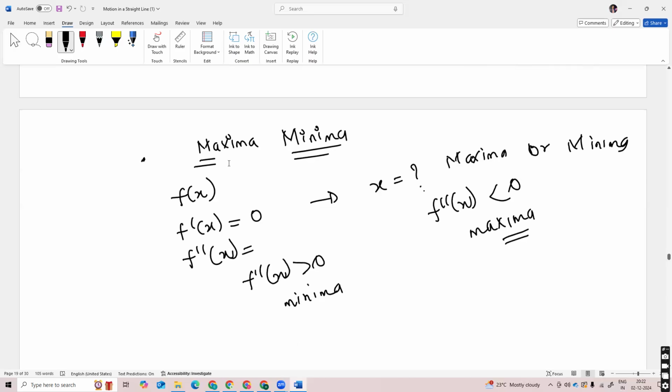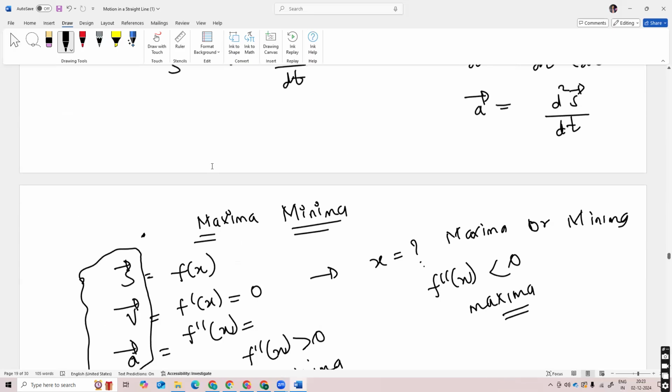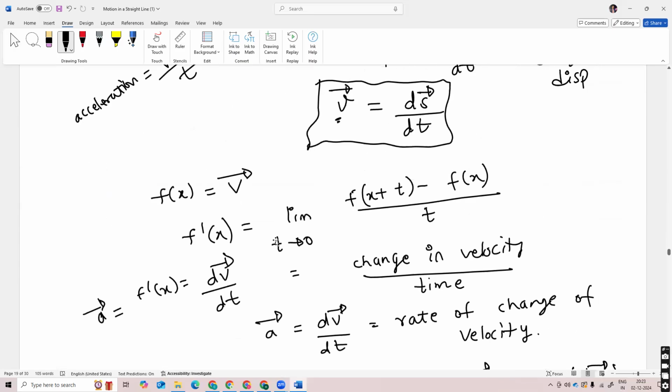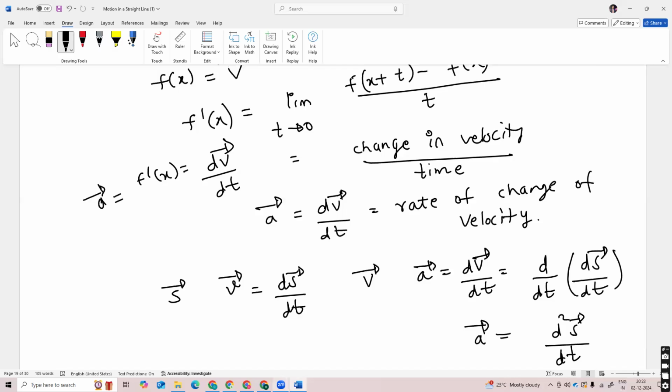If you consider f of x as displacement, then f dash of x will be the velocity, and f double dash of x will become the acceleration. I will teach you how this maxima and minima can be correlated with acceleration, velocity, and displacement. In the next class I will teach you this part again. I just wanted to give you a brief introduction for this class. Do you have any question in this part?